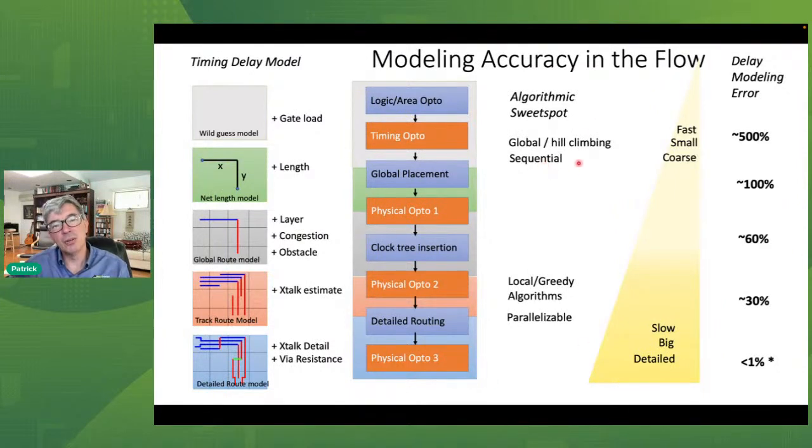Also, if you look at the algorithms, you can make bigger changes at the beginning of the flow. So you have algorithms that do global placement, that want some hill climbing, that are sequential. Whereas later on in the flow, like in routing, we have faster, greedy algorithms, but they have to process a lot of data. So, and we can do that in parallel.